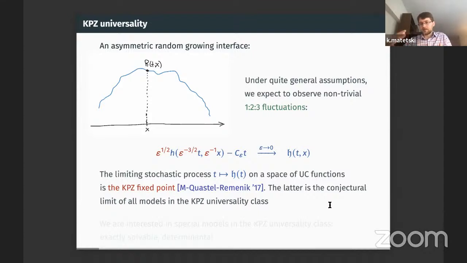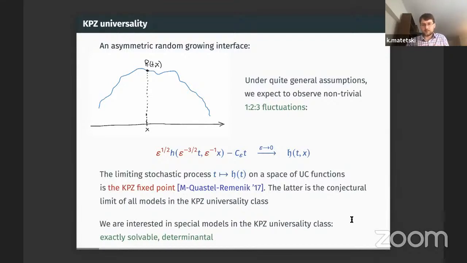And for h_t, it is a function on a certain space of upper semi-continuous functions. So for the first time for general initial state, the KPZ fixed point was constructed in my joint work with Jeremy Quastel and Daniel Remenik in 2017. And the KPZ fixed point is conjectured to be the universal limit of many models in the KPZ universality class, of many models which are described by such random growing interfaces.